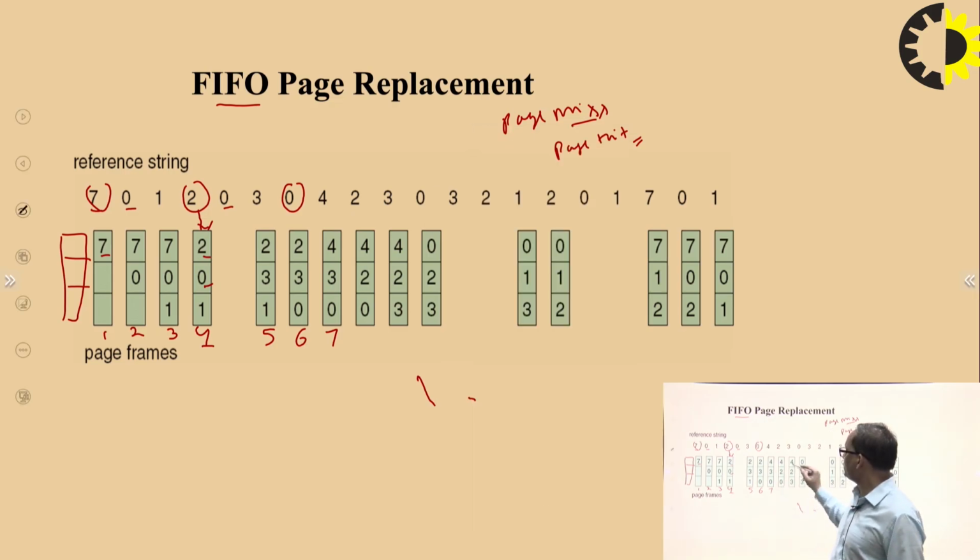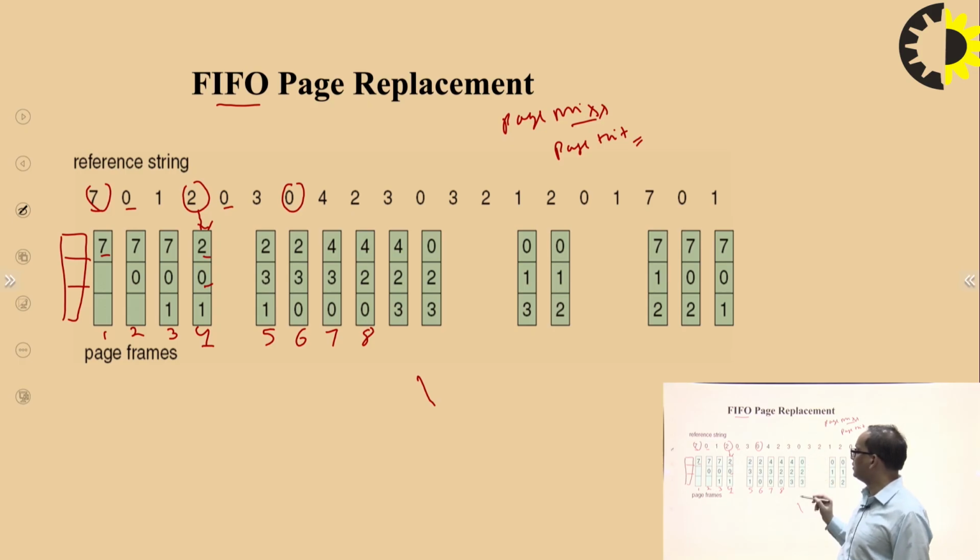Okay. Now page 2 is not available in main memory. So the value of page fault will increase to 8. Now among these 3, page number 3 will be selected for the replacement because 3 was loaded first in main memory. So this will be the status after loading 2.